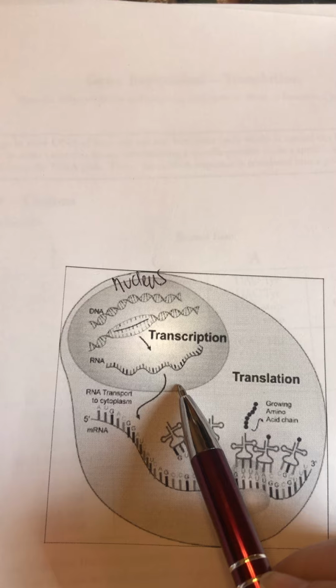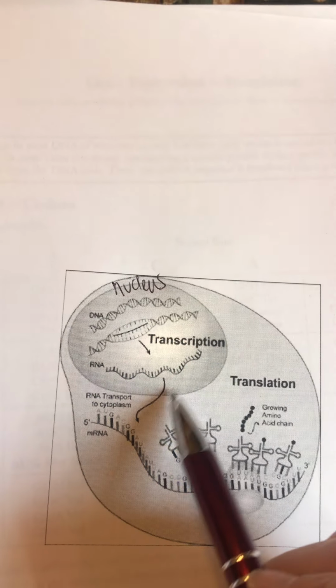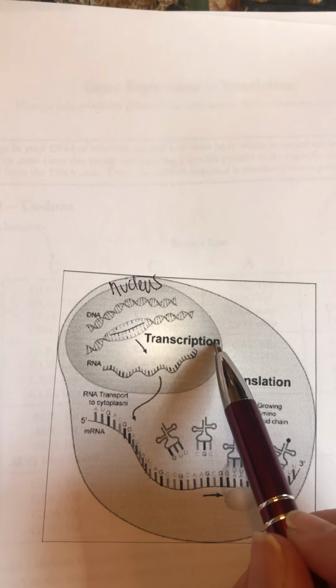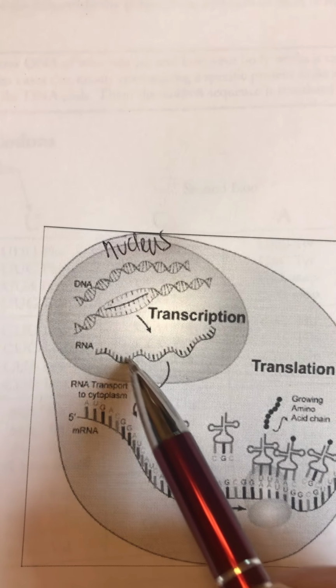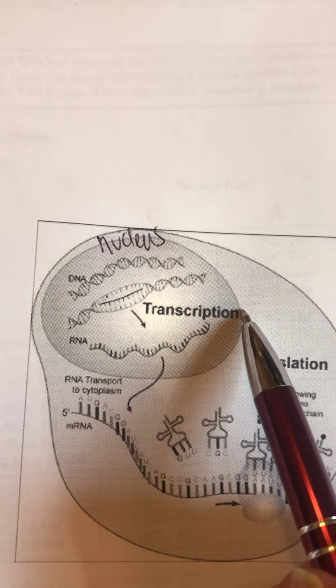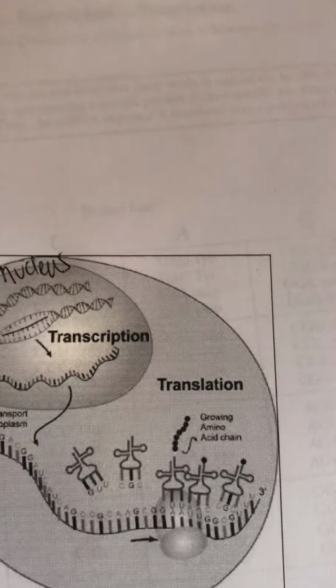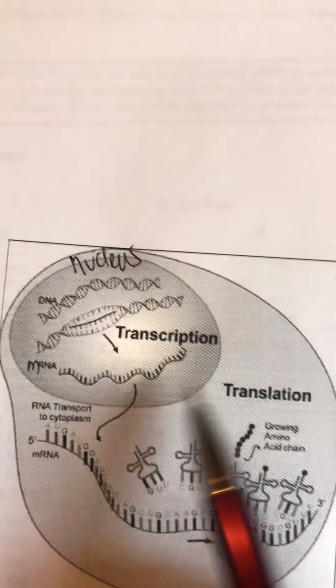This is the nucleus of your cell. Your DNA molecule can't get out, but when we want to make a copy of some sort of instruction from DNA, we create this single-stranded mRNA molecule. The M stands for messenger RNA, and then that single-stranded molecule is able to leave the nucleus.